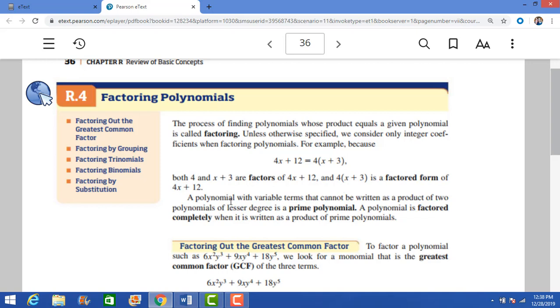Now, a polynomial with variable terms that cannot be written as a product of two factors, it should not be a surprise that we call that a prime polynomial, right? Just like if we have a prime number like 3, 3 cannot be split up into two factors other than 1 and 3. So we call that a prime number. So prime polynomials behave very similarly. A polynomial is factored completely when it is written as a product of prime polynomials.